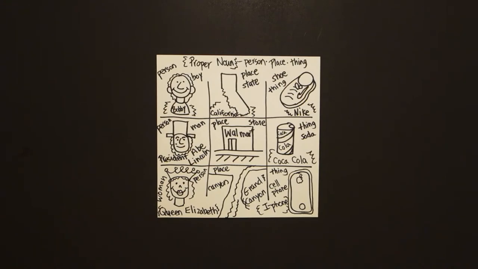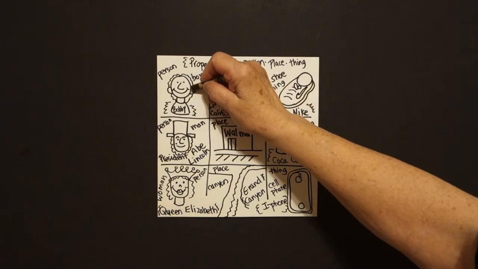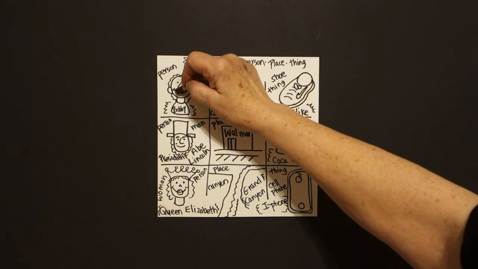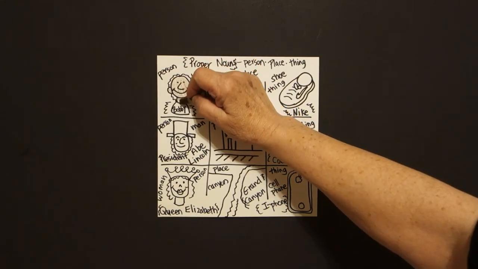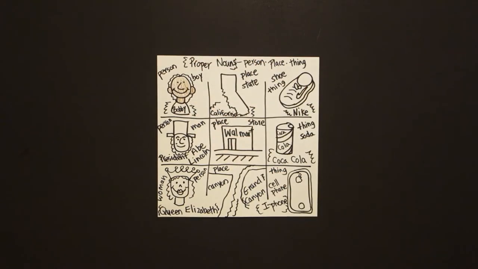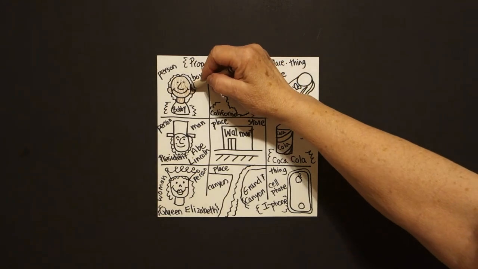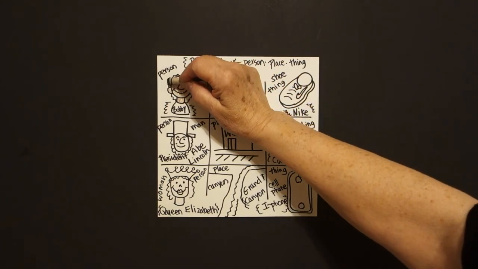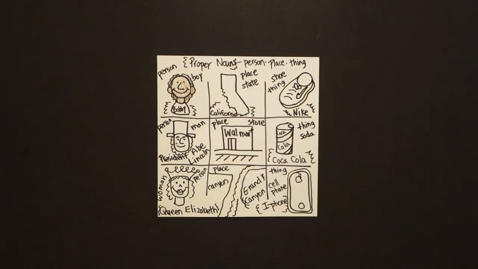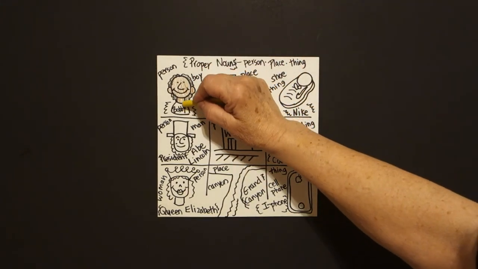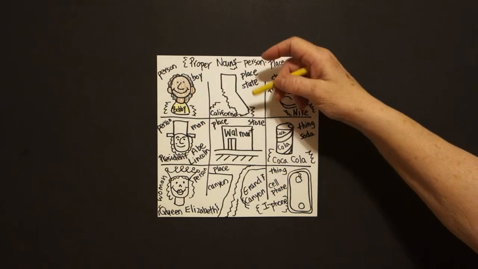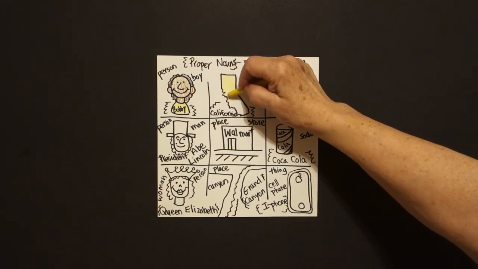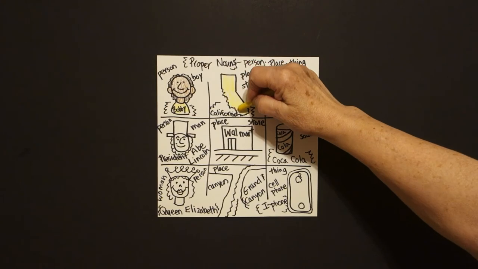Let's see how we're going to color this in. Okay, we have a lot of writing, so we're going to keep the coloring simple. So I'm going to take my brown and I'm going to color in Bobby. Bobby is my proper noun. My common noun is he's a boy. You can color him in any way you want. I'm doing black and brown. And so that you can see his proper name, Bobby, I'm going to do this yellow. Okay. Next, common noun, state. Proper noun, California, the Golden State. So I'm making this yellow.